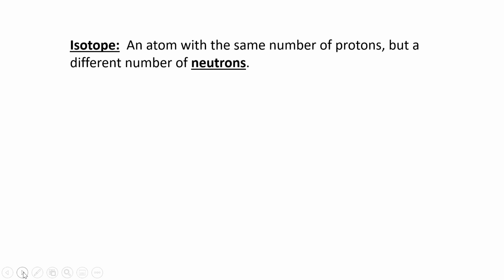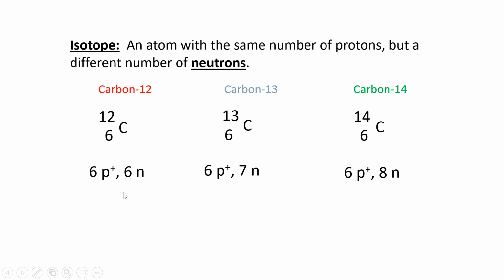So now let's talk about isotopes. Isotopes are atoms where you have the same number of protons but different numbers of neutrons. An example would be carbon. You may have heard people talk about carbon 12 or carbon 13 or carbon 14. These are all versions of carbon. What makes them carbon is they have the same atomic number. So they all have 6 protons. We'll talk later about what these symbols mean. But they're all carbon because they all have 6 protons.